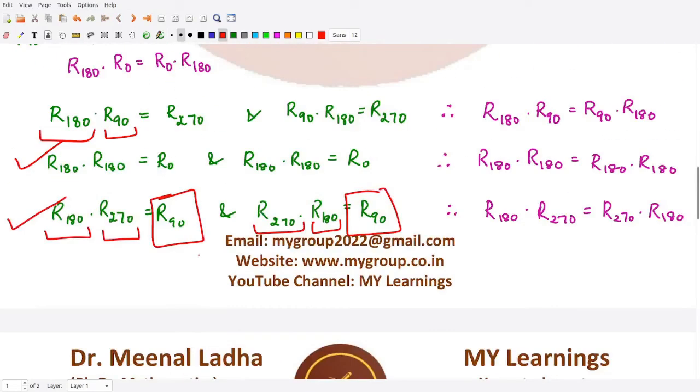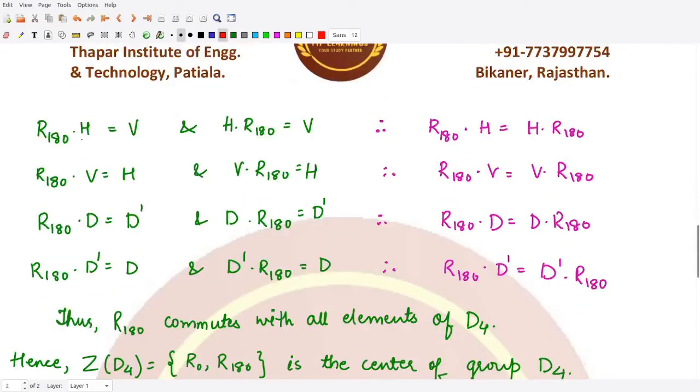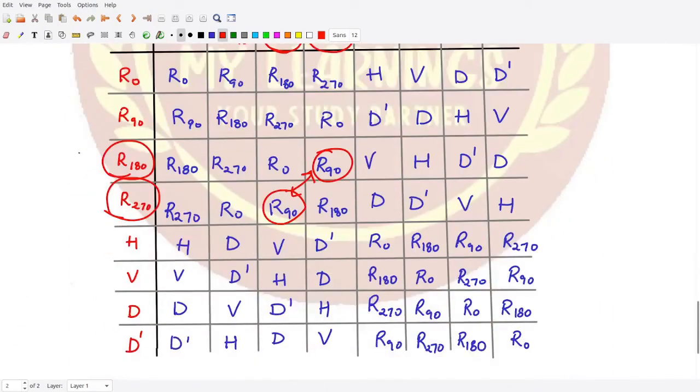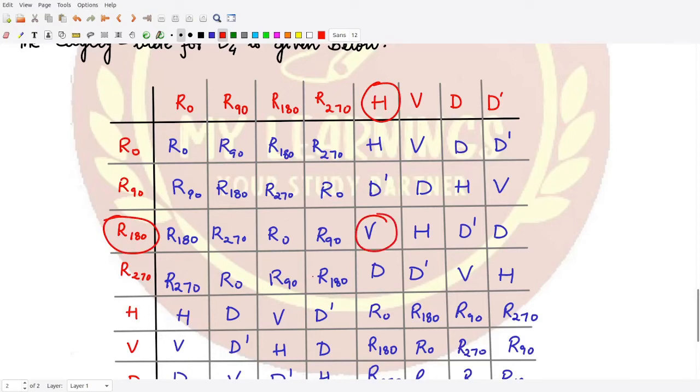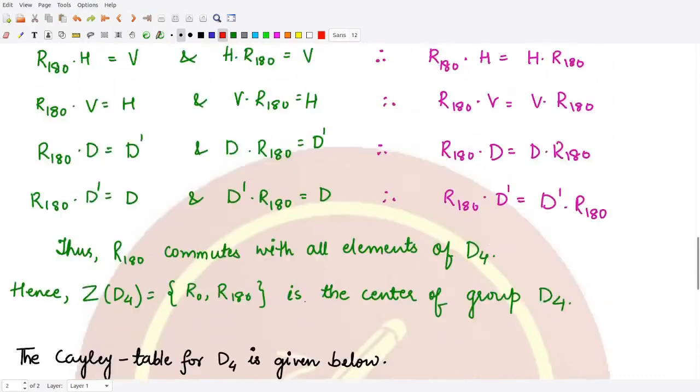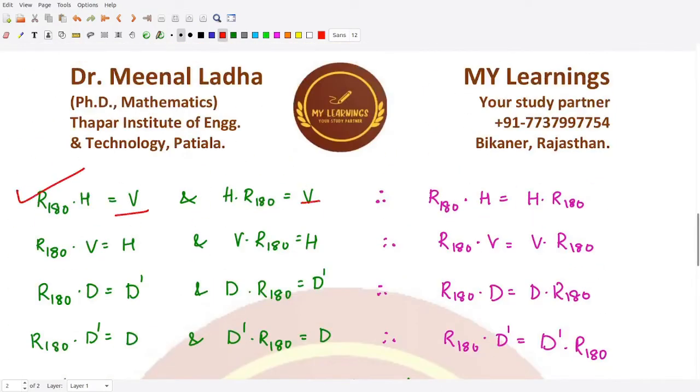For the next case, we wanted to check the commutativity. We have it in all four cases here. So let's check it with H. Is R180 commutative with H or not? So we have to see R180 with H. R180 is here, H is here, so the answer is V. What about H with R180? H is here, R180 is here, so you see the element is V. Both of them are equal, so that means we have commutativity in this case as well. So this is true, the answer is V, right?